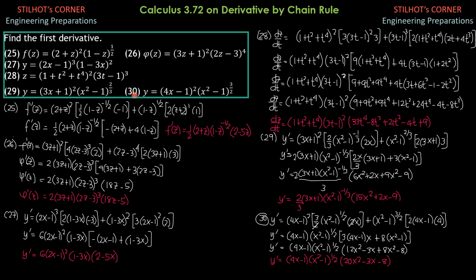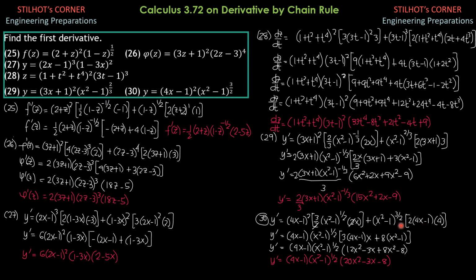Finally, 30. Y is quantity 4x minus 1 squared times quantity x squared minus 1 to the 3/2. We have a derivative of a product again. So y prime is equal to first quantity 4x minus 1 squared. Derivative of second, 3 halves, quantity x squared minus 1 to the 1 half. 3 halves minus 1 is 1 half. Then derivative of x squared minus 1 is 2x. Then plus second, quantity x squared minus 1 to the 3 halves. Derivative of the first is 2 quantity 4x minus 1 raised to 1 times 4.